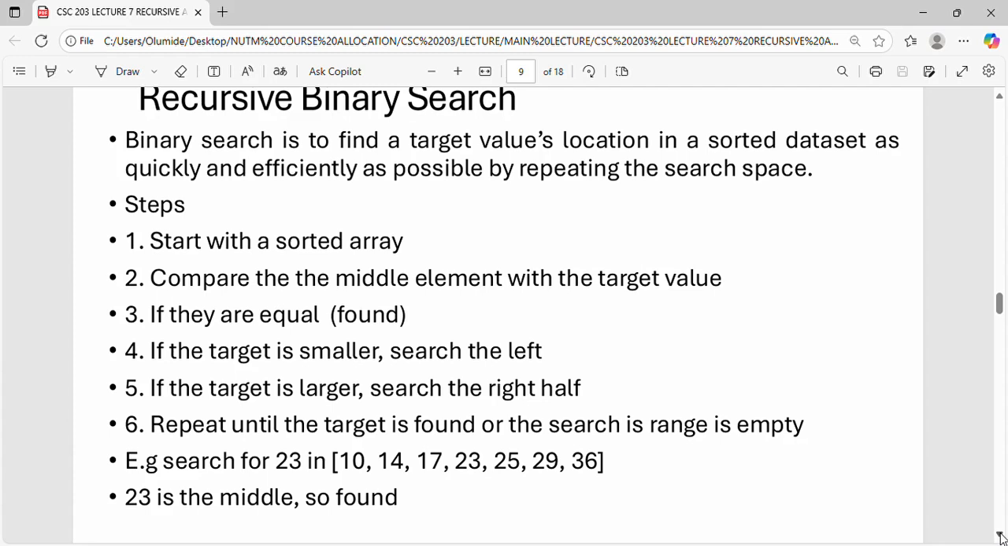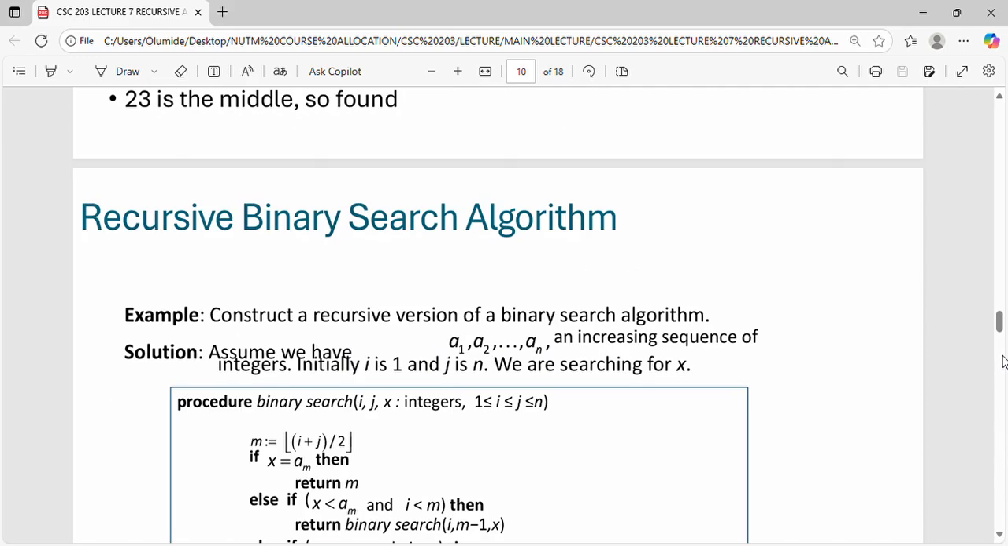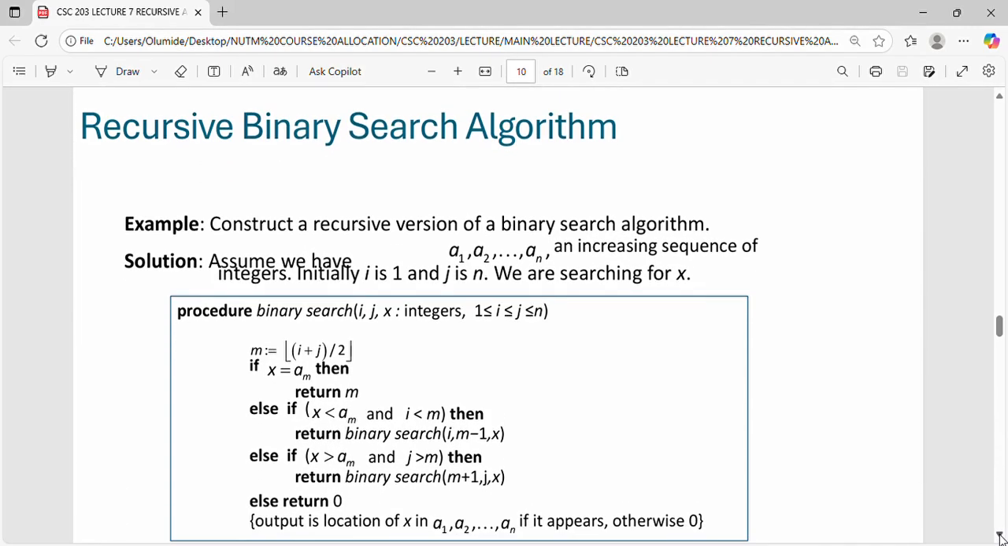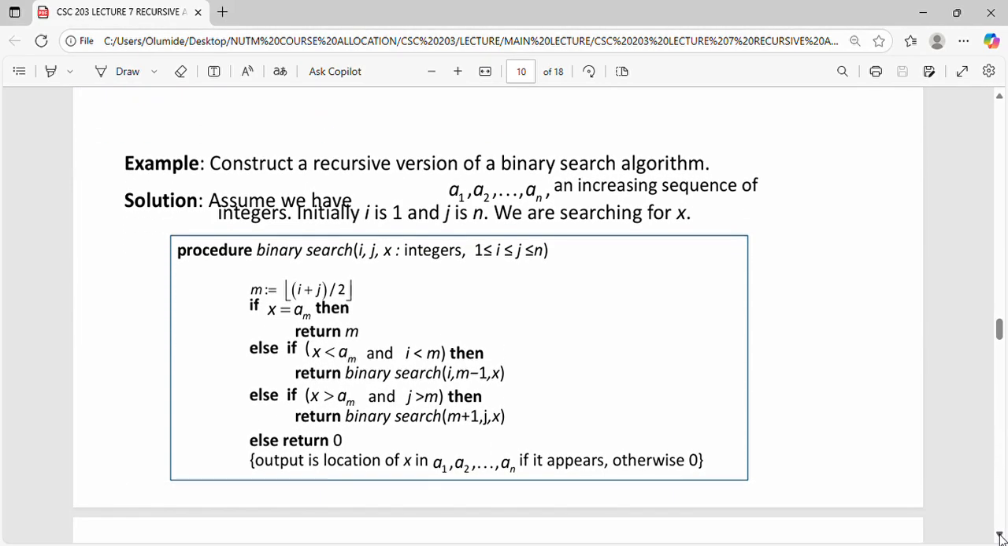That's what it means. So in this case now, we are looking for 23 in this set of numbers, and it is actually in the middle. So we just pick it and remove. And this can also be computed. The algorithm can be constructed. And let's look at the example. We say construct a recursive version of the binary search algorithm.